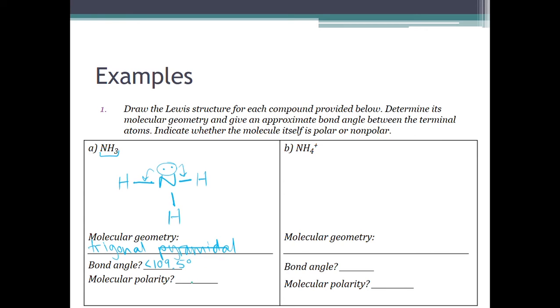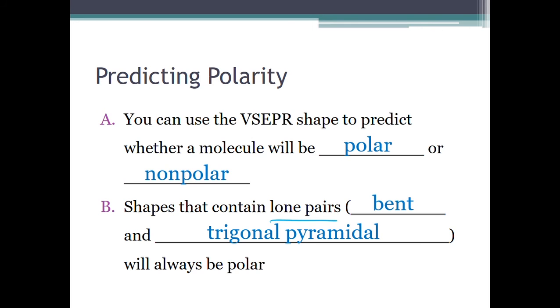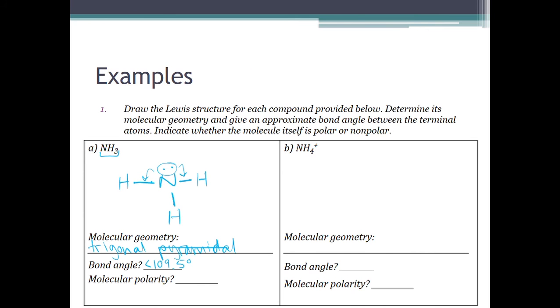And now we should ask ourselves, is this molecule polar? Well, we said on the last slide, if it is trigonal pyramidal, it will always be polar. This shape is trigonal pyramidal, it will always be polar. And this throws back to what we learned when we first started talking about polarity, which is if you have a lone pair on your central atom, you're going to have a polar molecule.